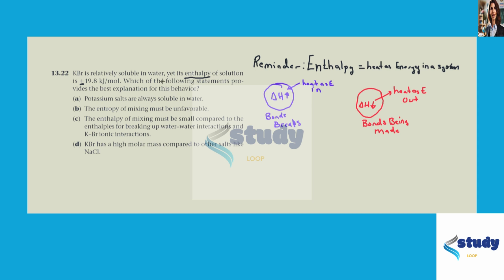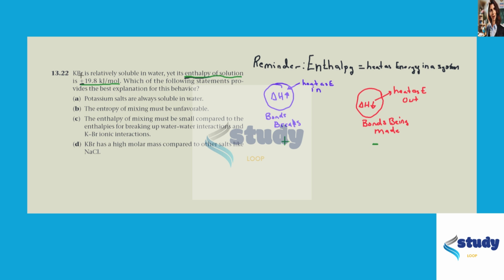So we're looking for which of the following statements provides the best explanation for this behavior. Enthalpy of a solution that ends up being positive. So if we have something that's exothermic, heat going out, that's normally a negative, and heat going into a solution is going to be endothermic, and this will be exothermic. So let's see what we have here.